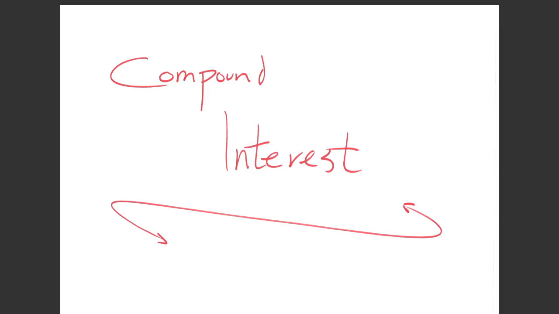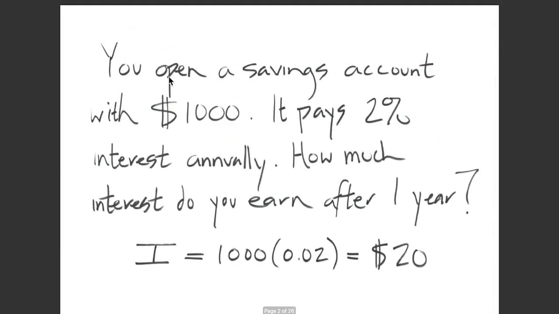So to begin, let's talk about a simpler idea, the idea of simple interest. Suppose you open a savings account with $1,000. The account pays 2% interest annually. How much interest do you earn after 1 year? Well, this is a pretty basic computation that most of us probably already know how to make. The interest would just be your principal, which is $1,000, times that 2% you earn per year. So if you leave it in for 1 year, you would earn 1,000 times 0.02, which is $20.